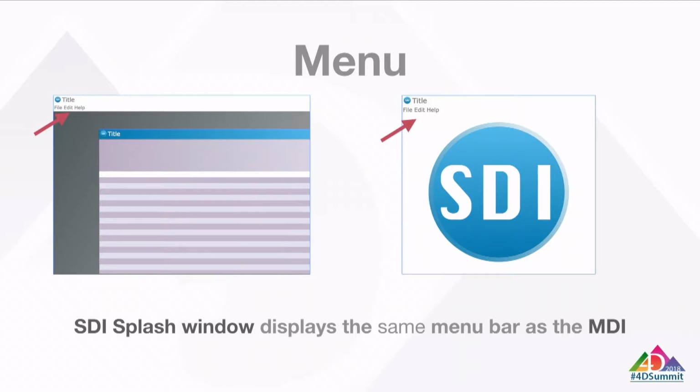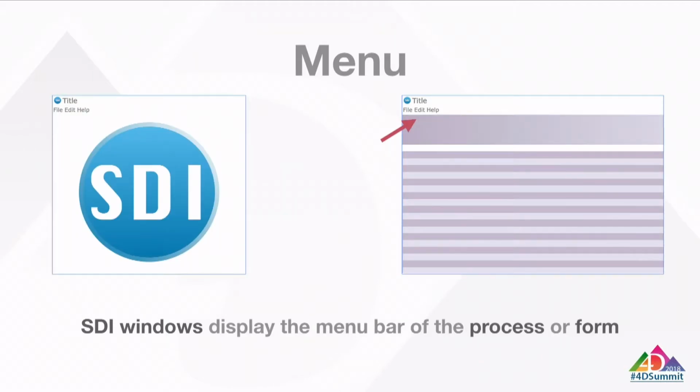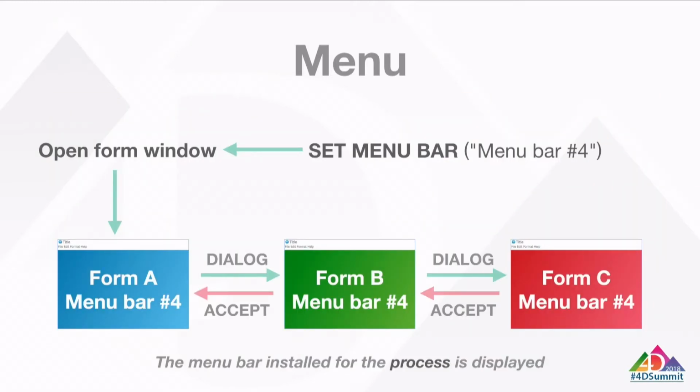Now, the difference comes when you start opening new windows. A child window in an MDI application could not have a menu bar, but in SDI mode, some windows can have a menu bar. And the menu bar displayed for those secondary windows can either be inherited from the process or derived from the form definition. So the first option, like I said, is that the process menu bar is displayed for your newly created window, if the window supports menus.